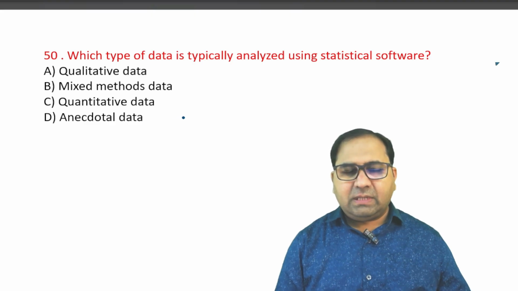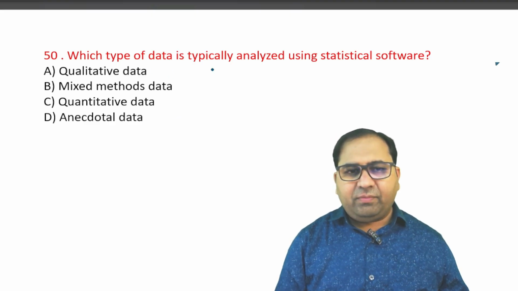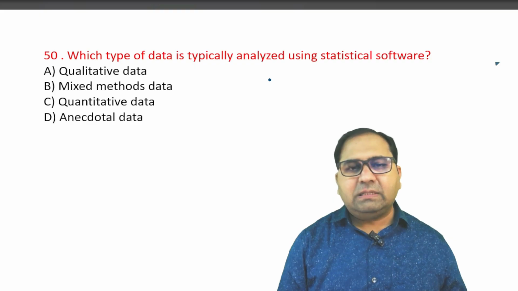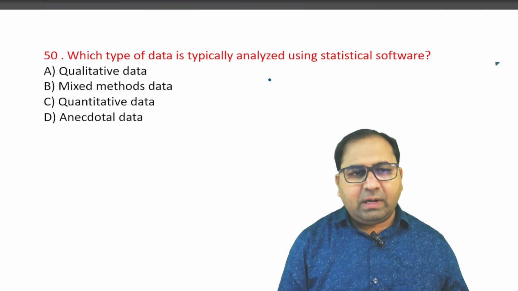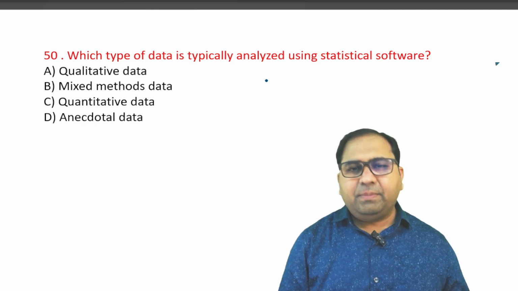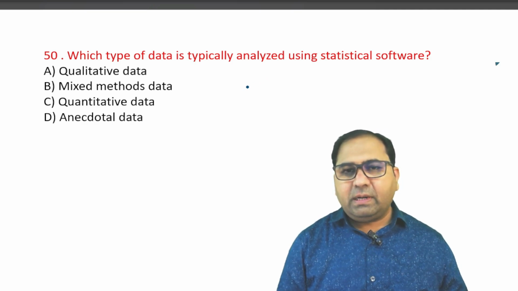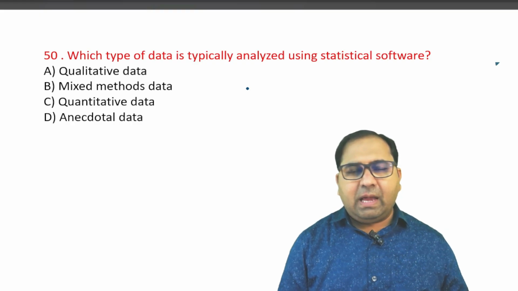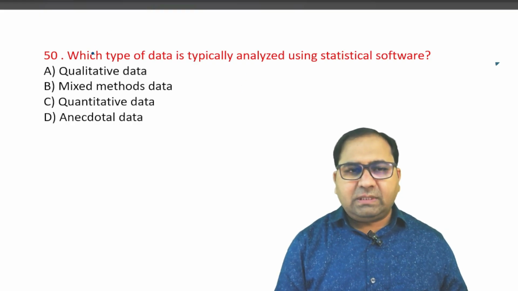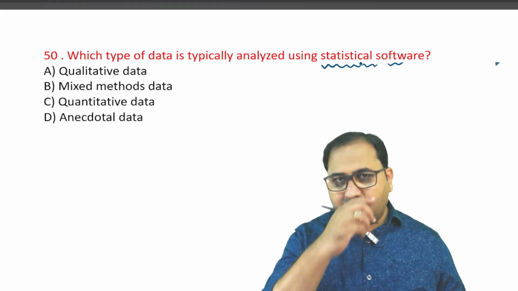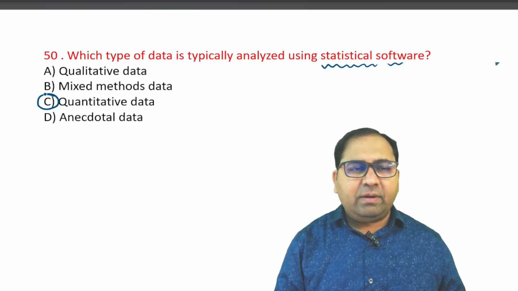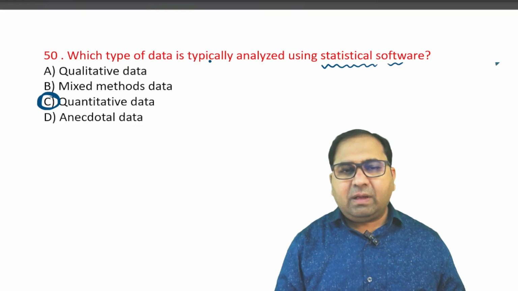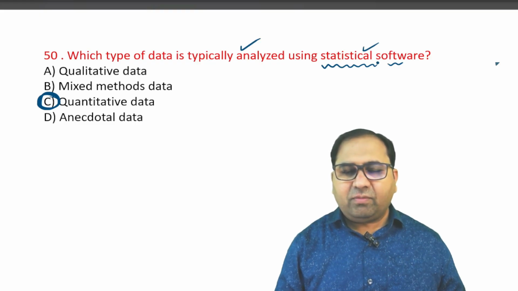Coming to the last question of this chapter. Which type of data is typically analyzed using the statistical software? The options are A, qualitative data, B, mixed methods data, C, quantitative data, or D, anecdotal data. So which type of data is typically analyzed using statistical software? Okay, so numbers are involved, so more numbers are wanted. So wherever you have quantitative data, it is typically analyzed using statistical software.